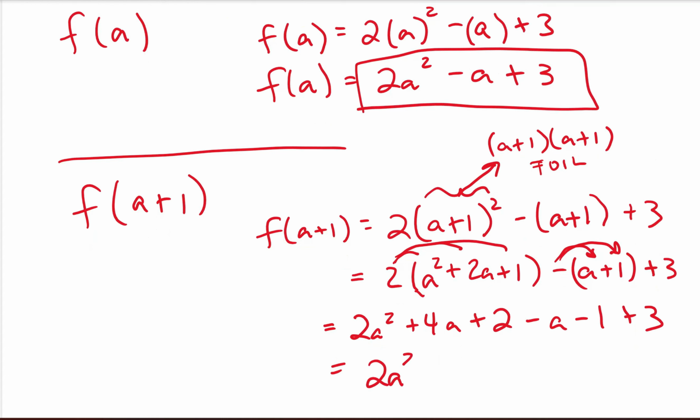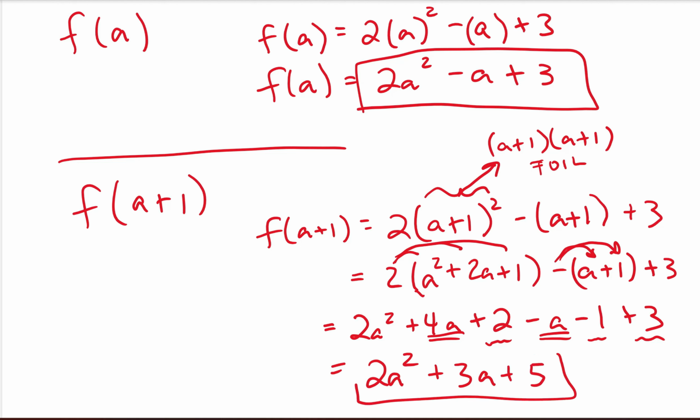So we have 2a squared. I see a like term of 4a and -1a, so that's 3a, and all constants are like terms. So 2 and -1 is 1, plus 3 is 4, and that would be our result.